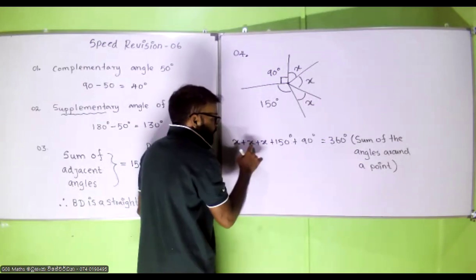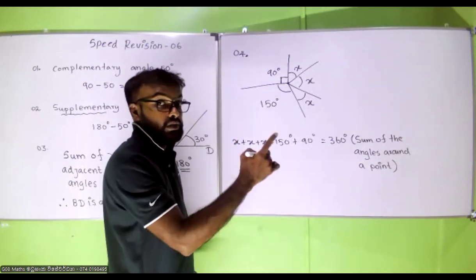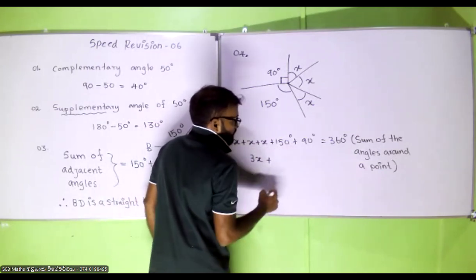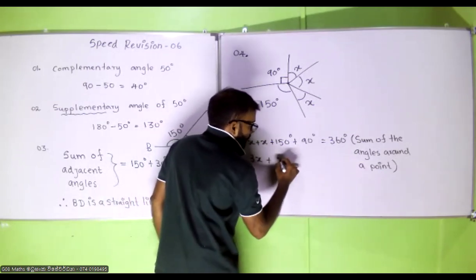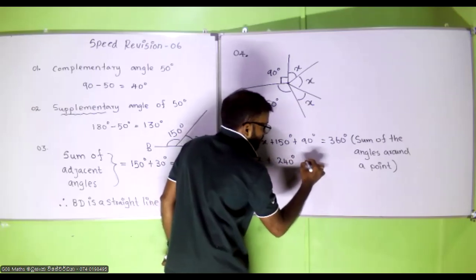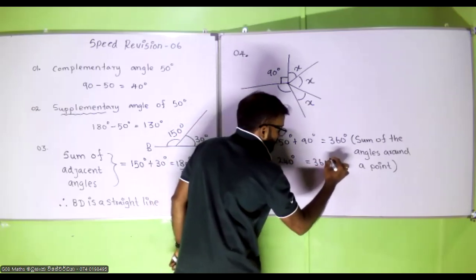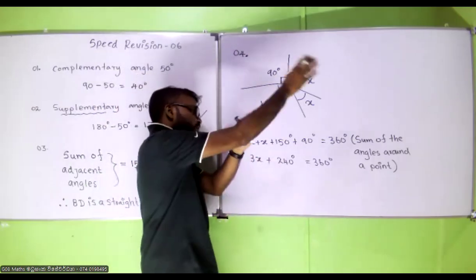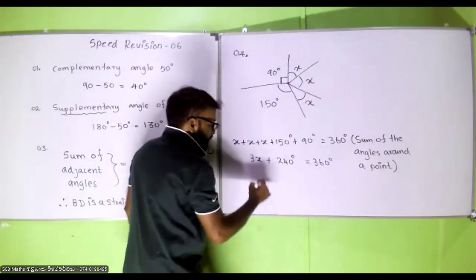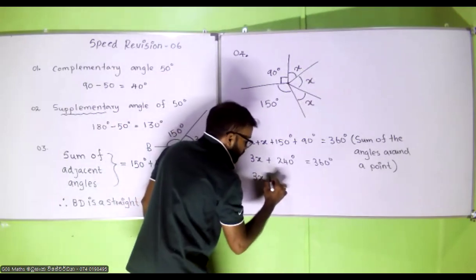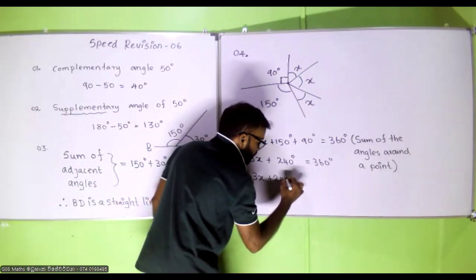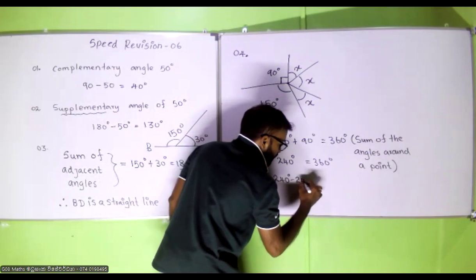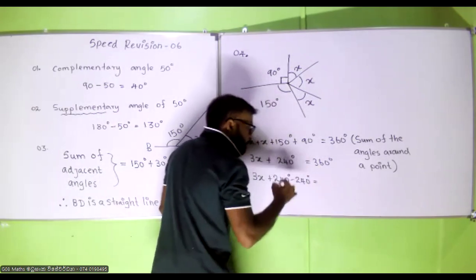So x plus x plus x, apple plus apple plus apple, 3 apples, 3x. 3x plus 240 degrees equals 360 degrees. So this is positive 240. Take it to the other hand side. That means you are going to do the opposite thing of positive 240, that is negative 240.